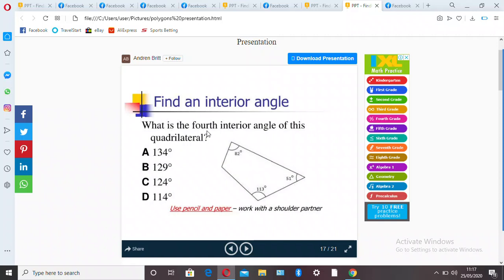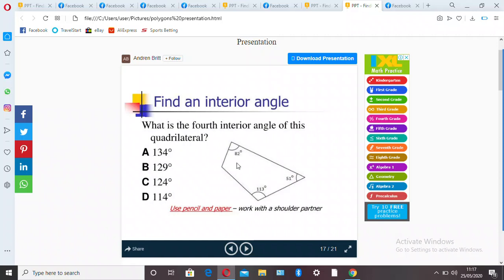So what is the fourth interior angle of this quadrilateral? When it is regular, all the sides would have been equal. And I told you the sum of angles in a quadrilateral is 360 degrees. So if it was a regular polygon, everything would have just been 90, 90, 90, 90. But it is abnormal, so one is bigger than the other. This is 82 here, this is 51 here, this is 113. So all the angles are not the same.